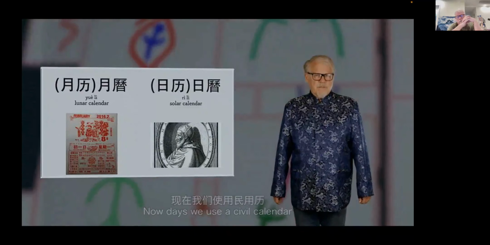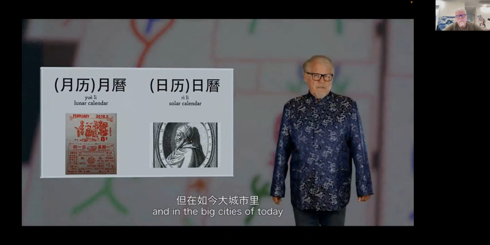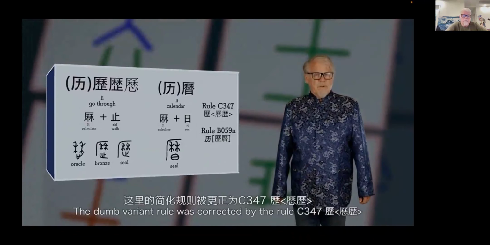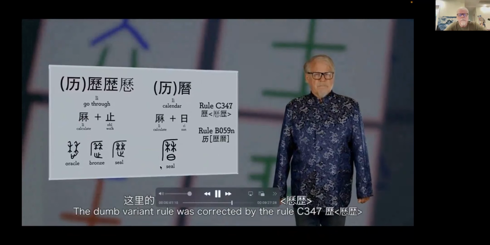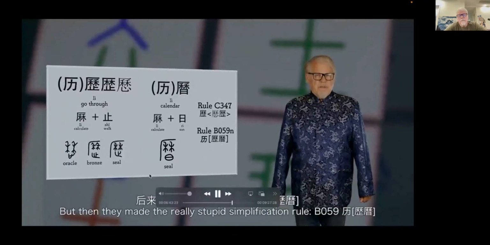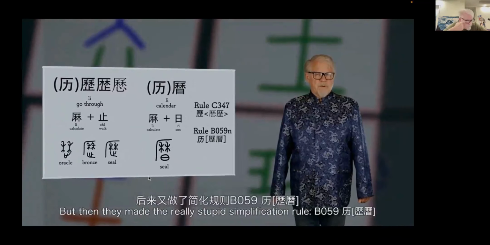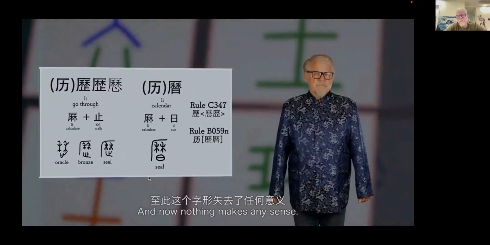Nowadays, we use a civil calendar, which is based on the tropical year. And in big cities of today, we have children who have never seen a star. The dumb variant rule was corrected by the rule C347. But then they made the really stupid simplification rule B059. And now nothing makes any sense.